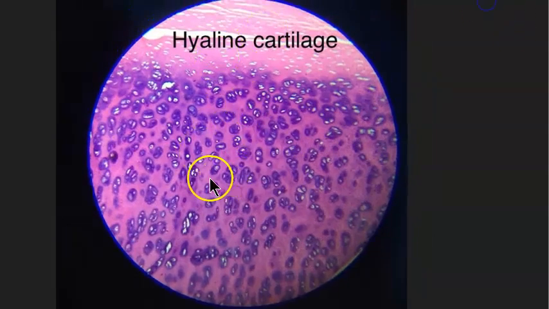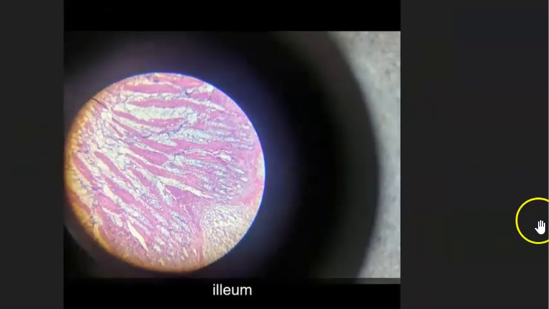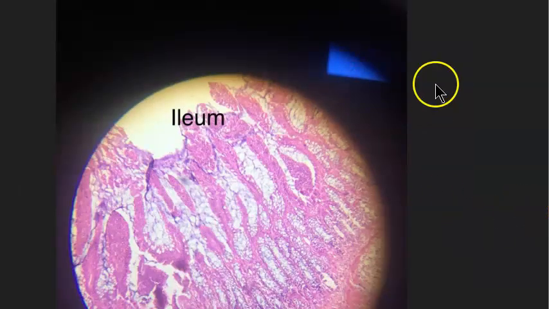You can see cell nests, and around the cell nest you can see territorial matrix, and then you can see interstitial matrix all around here. On top here you can see chondroblasts, and then you have the perichondrium, right? After H, what will you get? I. This is ileum. Okay? Ileum.